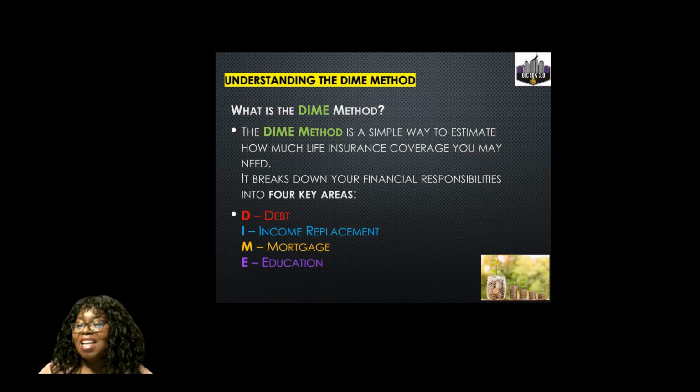And then M stands for your mortgage, if you are a homeowner, or really you can say your shelter, where you and your family reside, and where you plan to reside currently and in the future. And E represents the educational needs, maybe your own or future educational needs for your family.